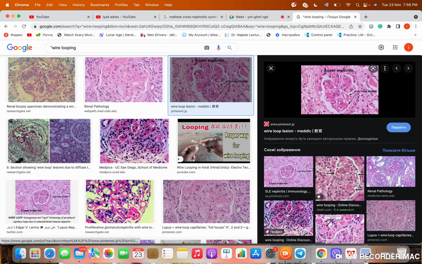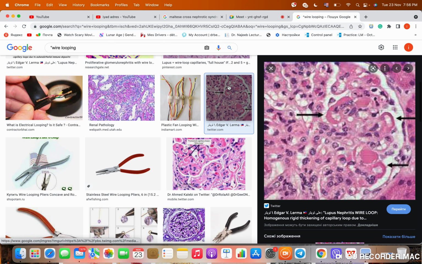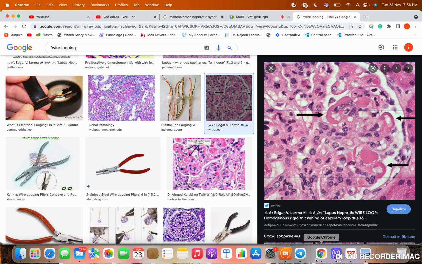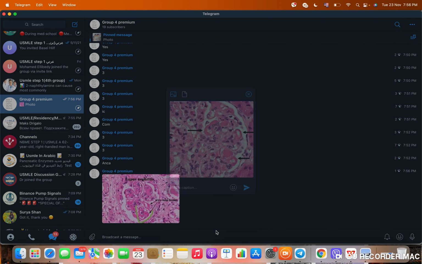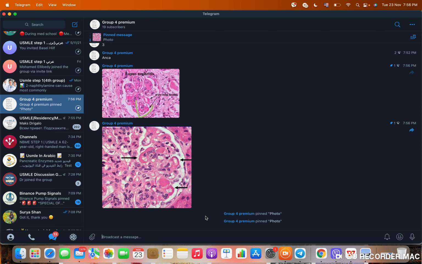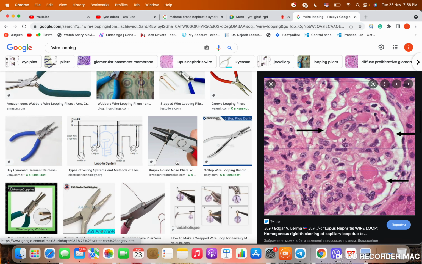If you see that, it's lupus. Okay, again, one more. So, okay, I like this one. There is wire looping here, wire looping there, wire looping there. Remember, it's the white area, not the pink area. That's the wire looping. So, it's here, here, and here. That's wire looping. The moment you see the wire looping, you think about what? Lupus. It's always lupus.